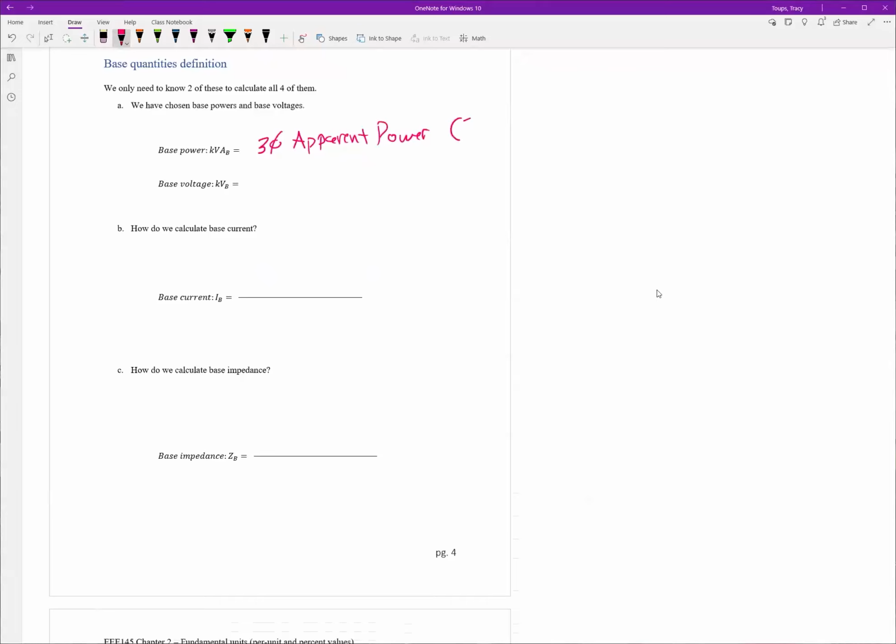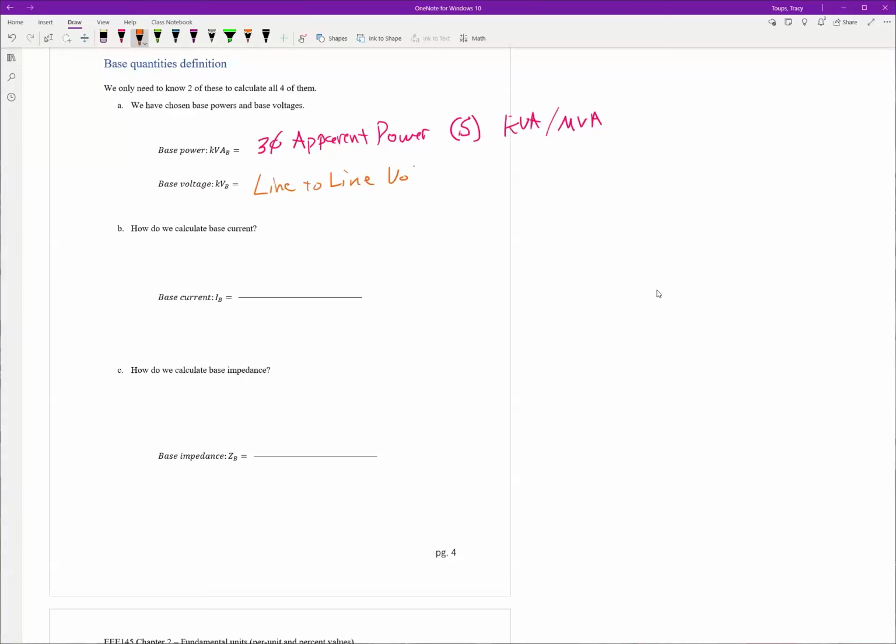This is that S value. So it's apparent power S in kVA, or you could do MVA, depending on how big your system is, megavolt amperes to kilovolt amperes. Next, we have voltage. This is going to be your line-to-line voltage.